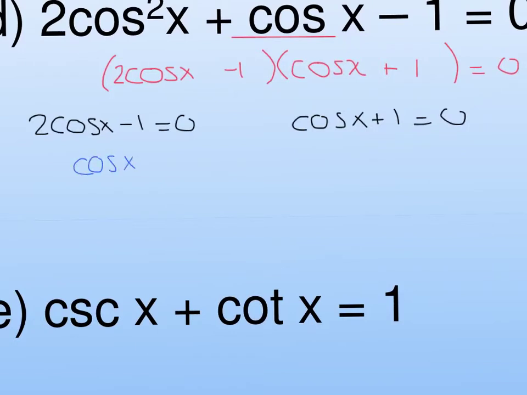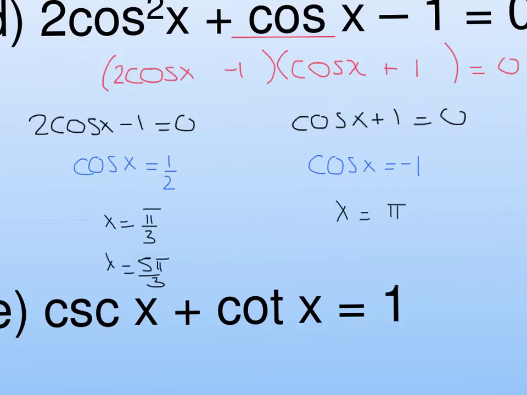So here I get cosine x equals 1 over 2. And here I get cosine x equals negative 1. Well, where is cosine of x positive a half? Okay, so here are solutions. X equals pi over 3 and 5 pi over 3 for x, so cosine of x equal to a half. Cosine of x equals negative 1 at pi. Remember, in order to list all possible solutions, you have to write plus 2n pi.